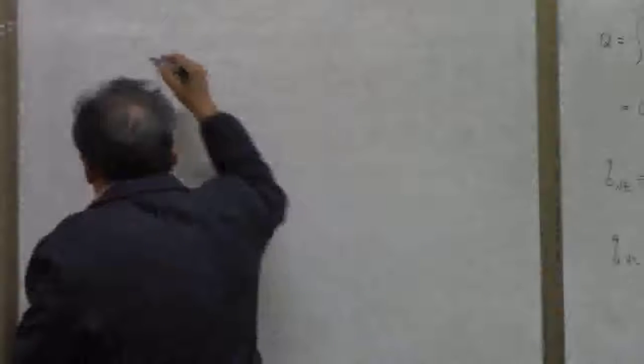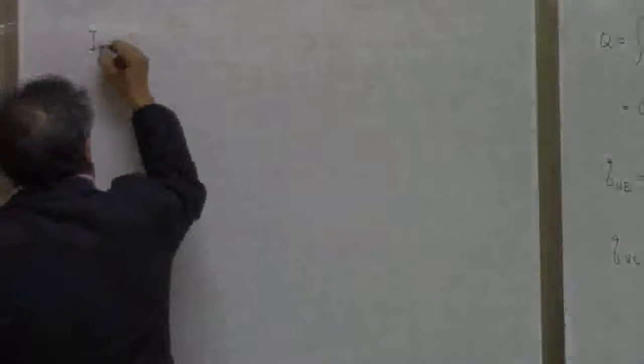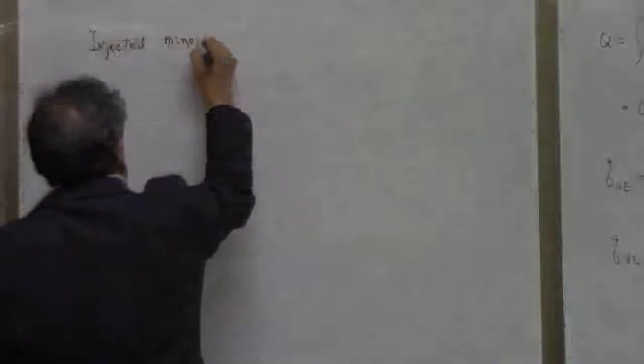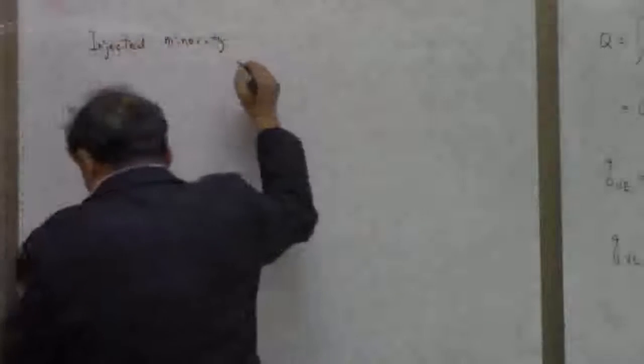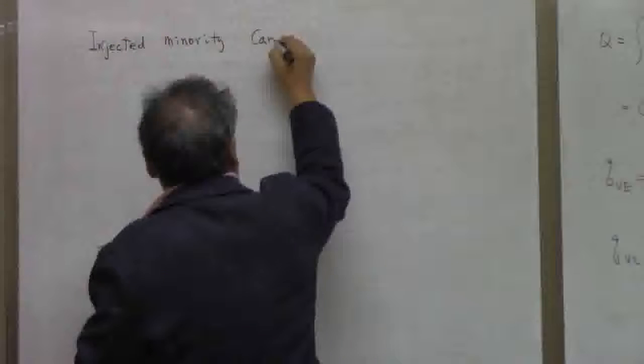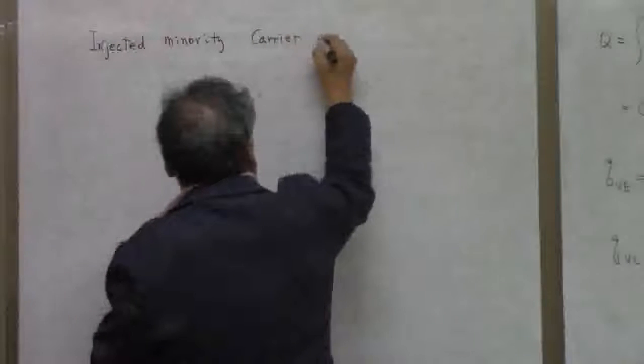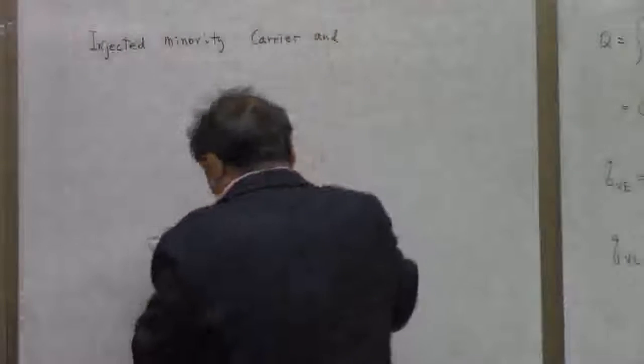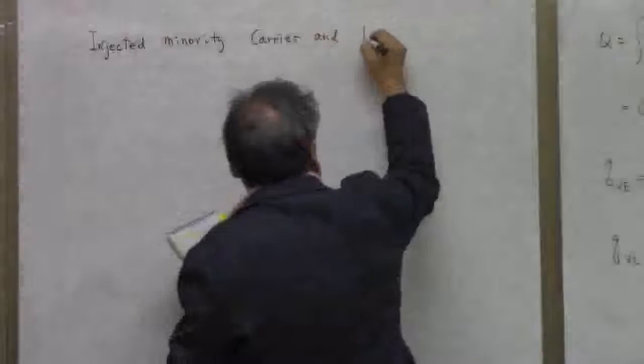And we have other charges which come from the minority injection charges: injected minority carrier and diffusion capacitance.